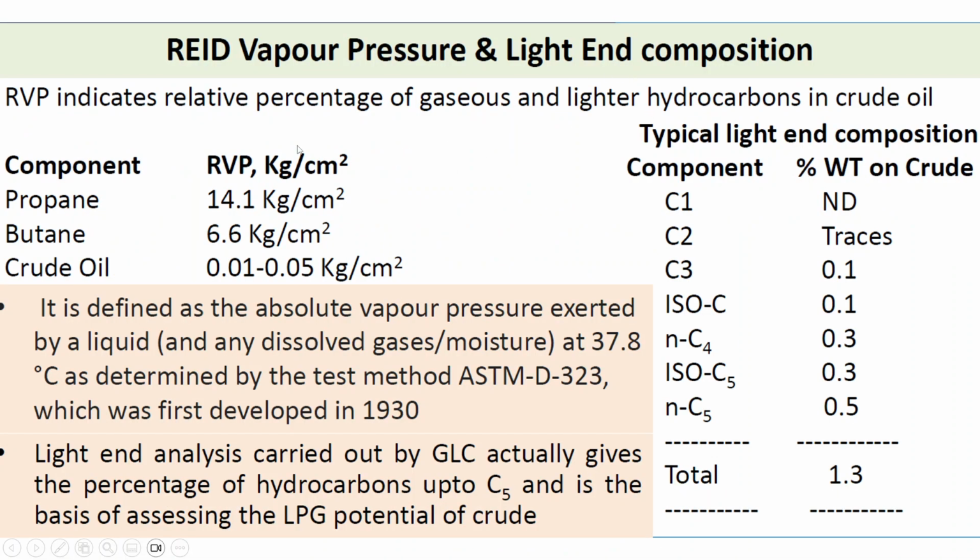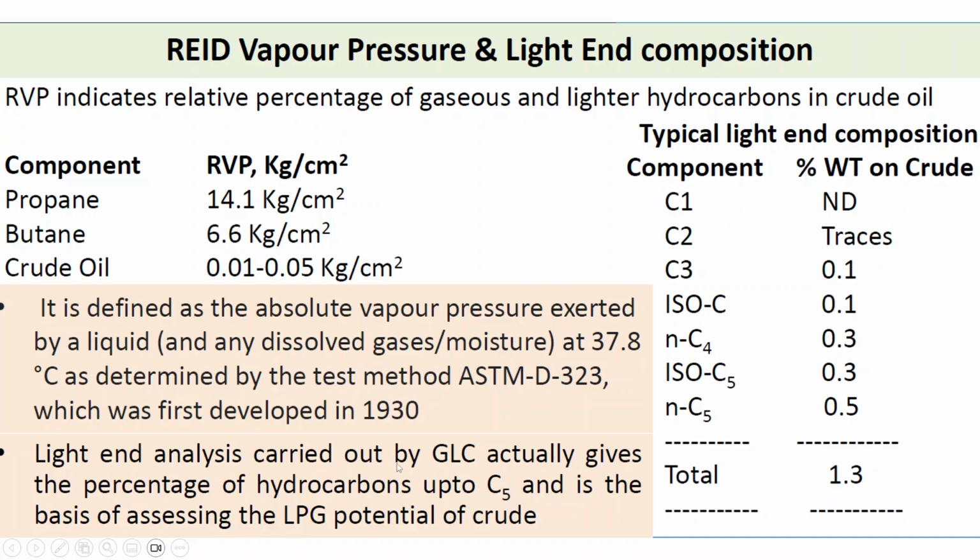Reid vapor pressure and light end composition. Reid vapor pressure is basically the percentage of gaseous and liquid hydrocarbon in crude oil. It is defined as the absolute vapor pressure exerted by a liquid at 37.8 degrees C, determined by the standard test method ASTM D323, which was first developed in 1930. The light end analysis carried out by GLC gives the percentage of hydrocarbon up to C5 and is the basis of assessing the LPG potential.